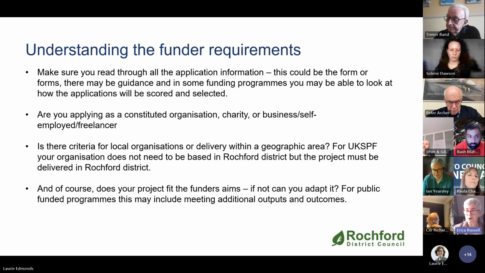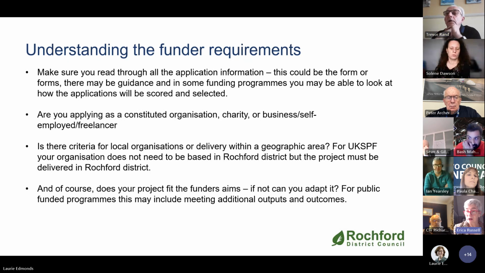So you begin to build up a picture of the sort of weighting that might come into some of the questions. Check that you are eligible. Different grant schemes have different requirements. Some you might need to be a constituted organisation, a charity or a business. Perhaps that might be self-employed or freelancer. But just check what the requirement is. Some people will only work with charities. For UKSPF, all of these are applicable, but obviously no individuals applying.